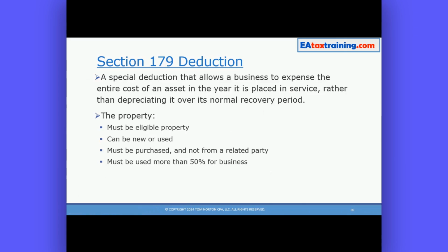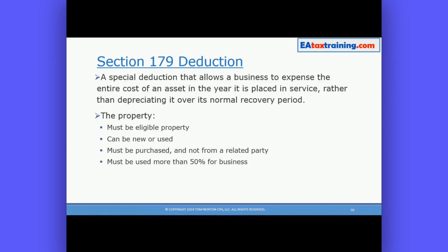So now let's talk about a Section 179 deduction. Remember when I said, if you buy an asset, it's greater than 12 months, you cannot deduct the entire cost in the year that you purchased it. You have to spread it out over time, and that's called depreciation. But I said there were exceptions. And so now we're going to talk about a couple of exceptions.